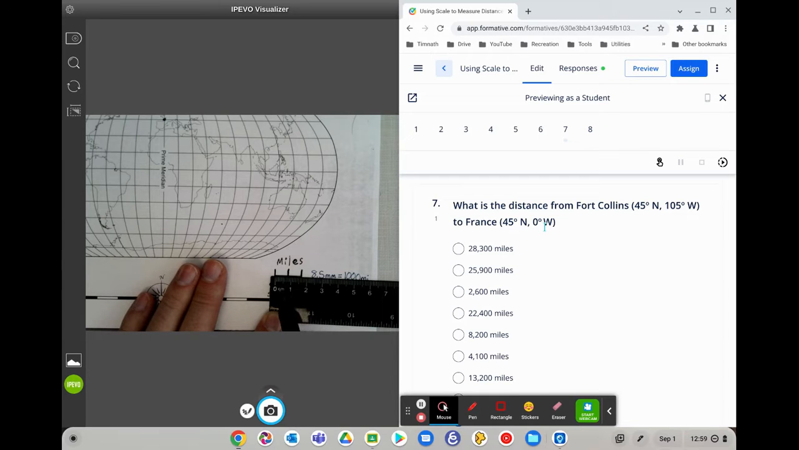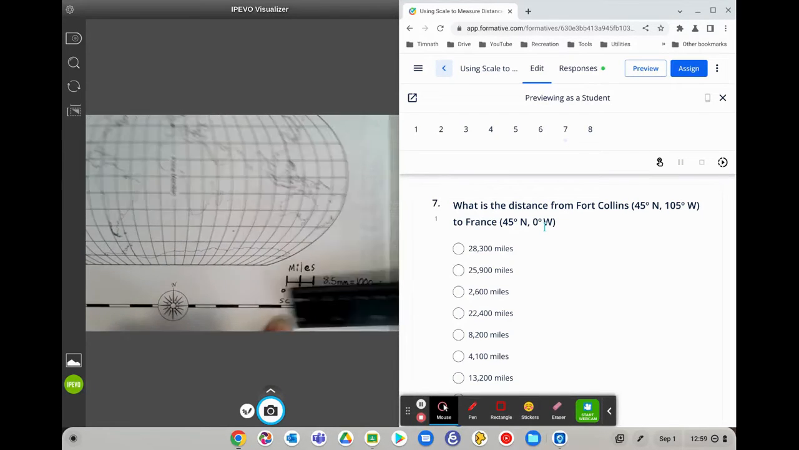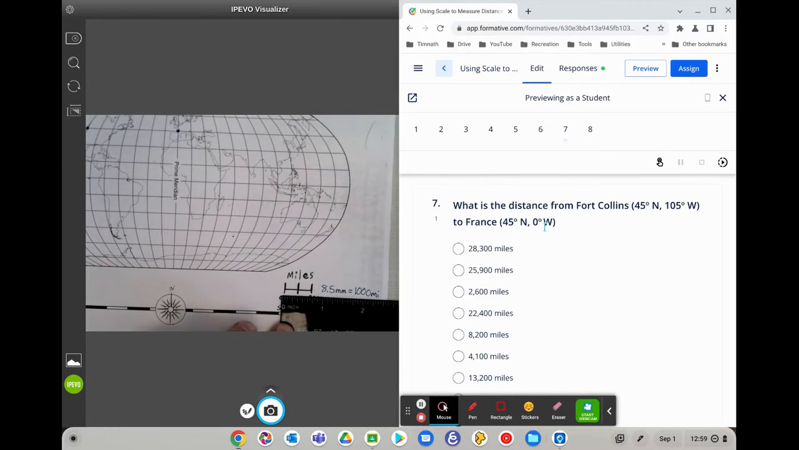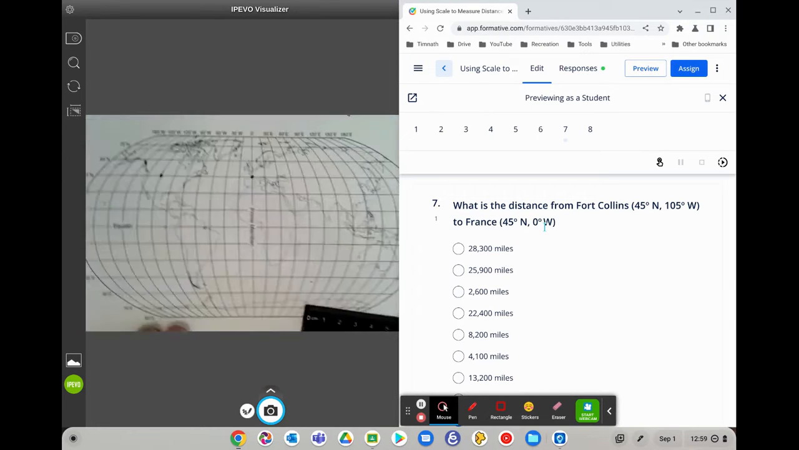The other thing that's important to note is make sure you are measuring with our metric side of the ruler. It'll either say centimeters or millimeters. This is a much more accurate way of measuring because the millimeter lines, these little tiny lines, are much closer together, so it's a lot easier to use. If you're measuring in inches, you will not get the right answers here. So make sure you are measuring in millimeters, and our scale is 8.5 millimeters equals 1,000 miles.